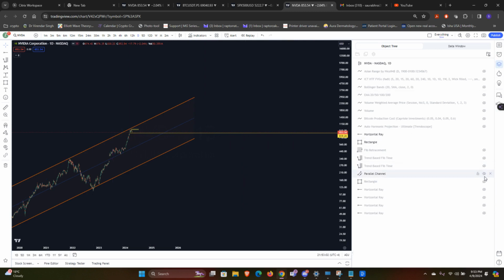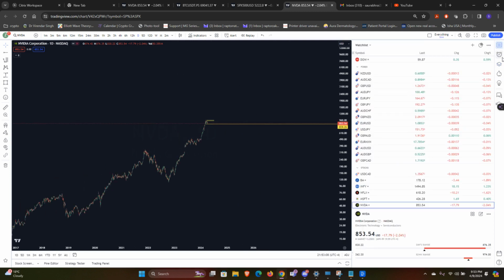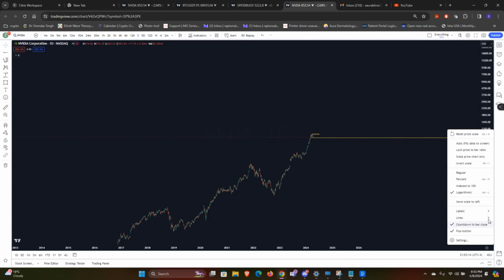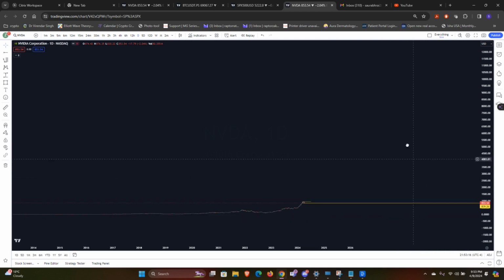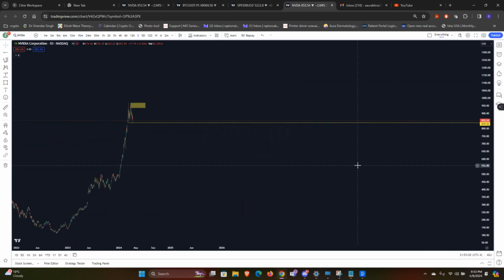Okay. Let's switch back to the regular view. We already know that this is an intersection with the top of the parallel channel and the time fibs. We don't need that anymore. Okay. Let's look at the local price action that we have.